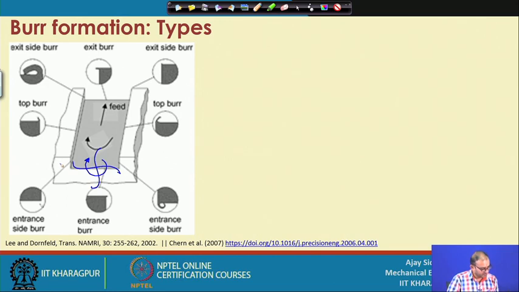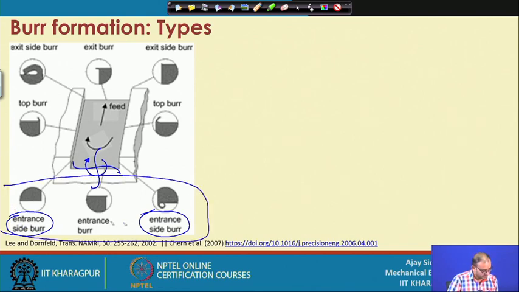When it is rotating, this is called entrance side burr at this location. Whenever your tool is entering inside, all the burrs are related to the entrance part. This is the entrance burr because it is at a location other than the side. When your tool is moving up, that means in the feed direction, some burrs will be formed at the top position. Those are called the top burrs.